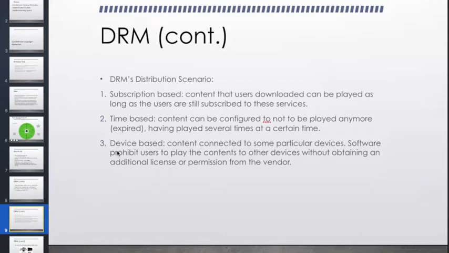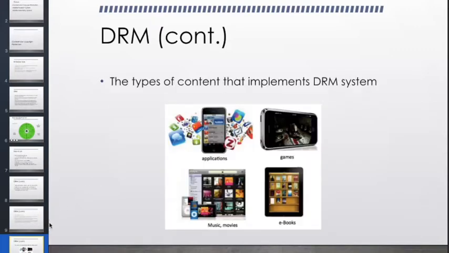And the third is device based. It's content that can be used or opened by several devices, maybe PC or Mac users or Windows users, etc. The types of content that implement the DRM system are applications, games, movies, and ebooks.